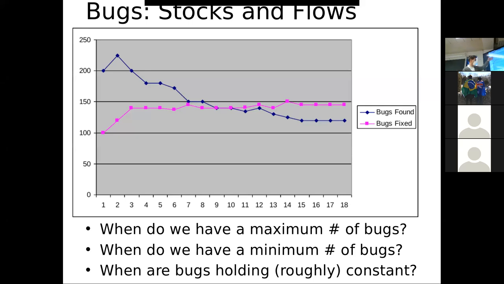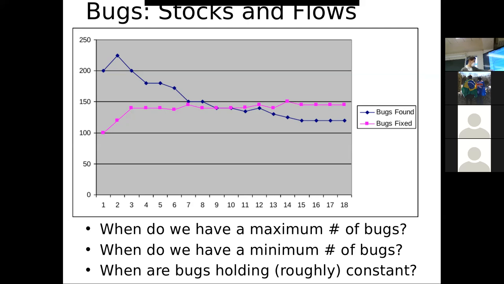Okay, so here we have a big gap at the beginning between the rate at which we're finding and the rate at which we're fixing, right? So in week one, we found and reported 200 defects and we fixed 100, right? That's a big gap. That's where this gap is biggest. But is that when there's the most defects in the system that are known?